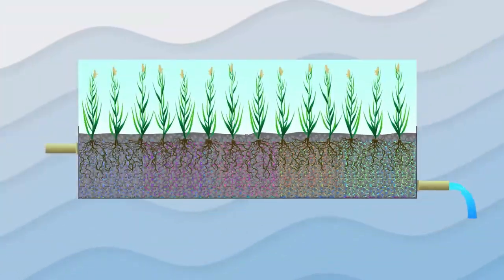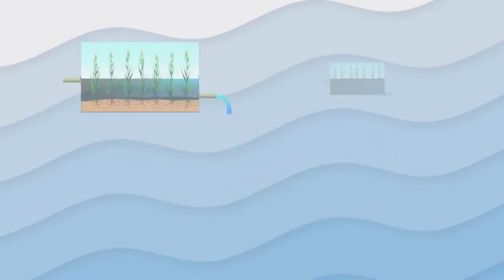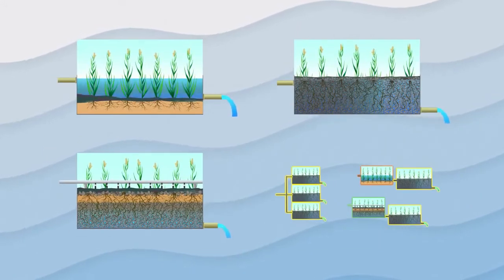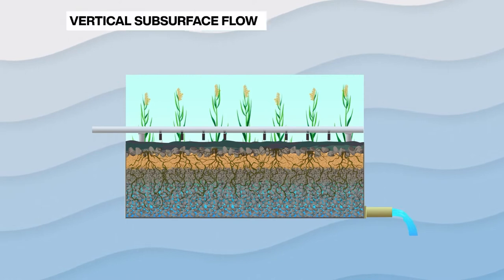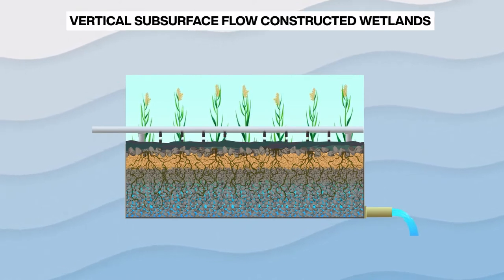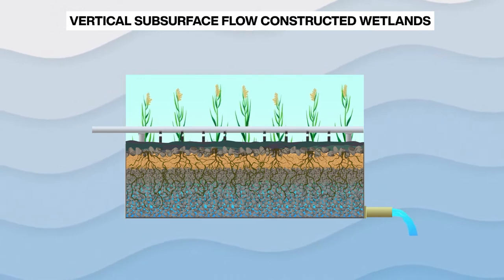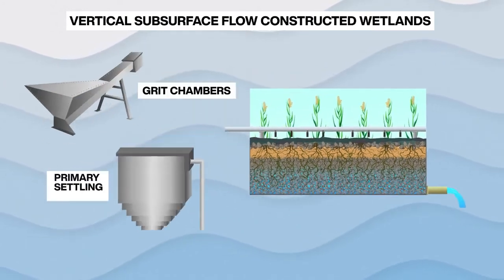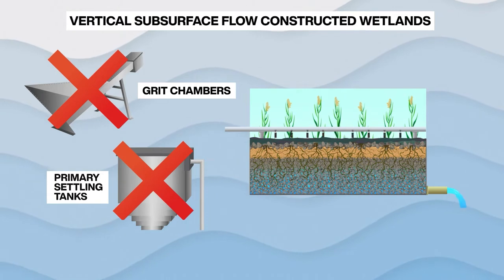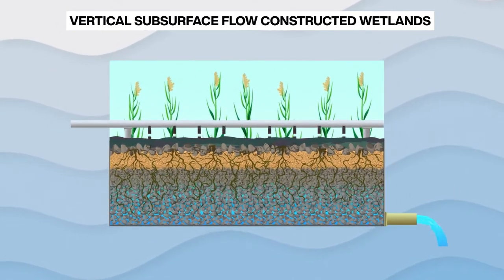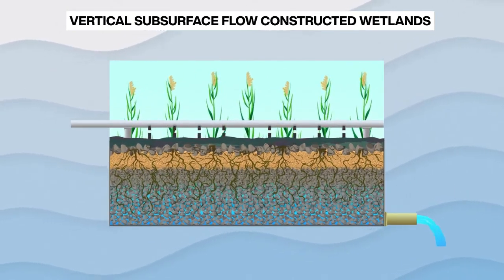Professor, I hope this time I haven't made any mistakes. Of course you haven't. Let's move on to the third type of constructed wetland. What are its characteristics? Vertical subsurface flow constructed wetland has three characteristics. First, this type of constructed wetland treats wastewater without any technical devices for the pre-treatment from sand and silt particles.